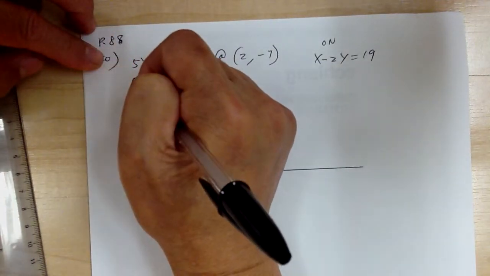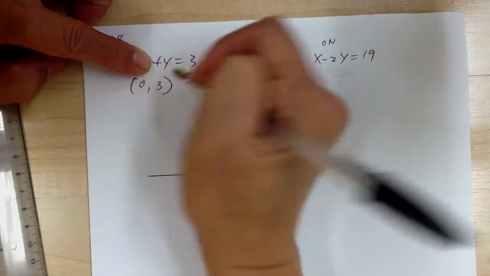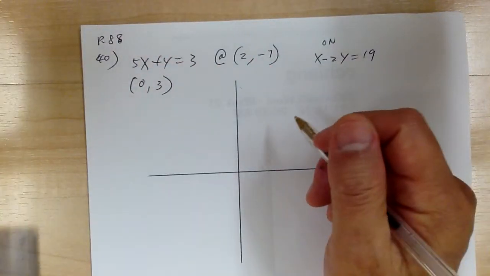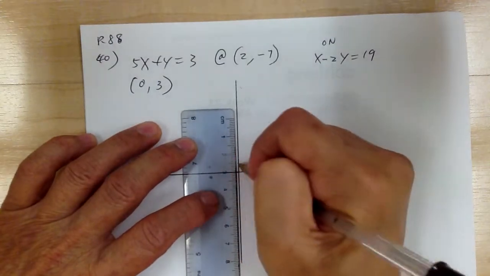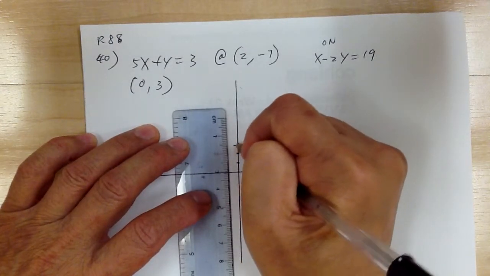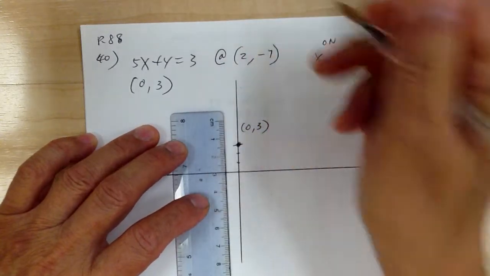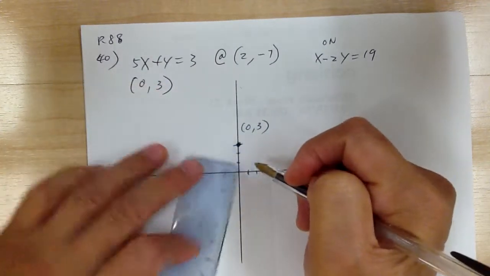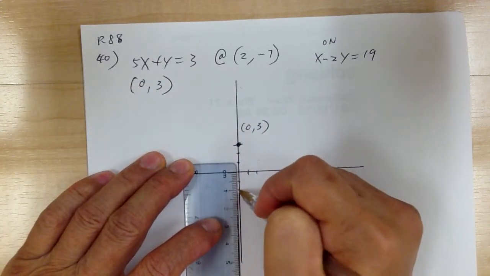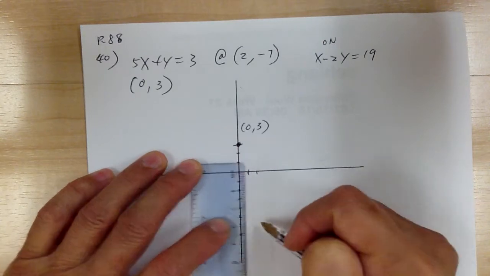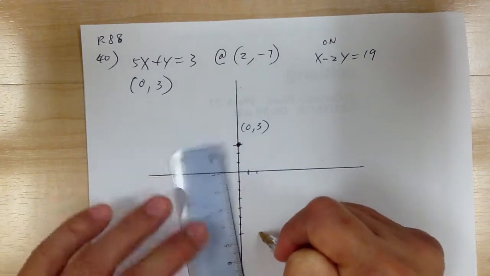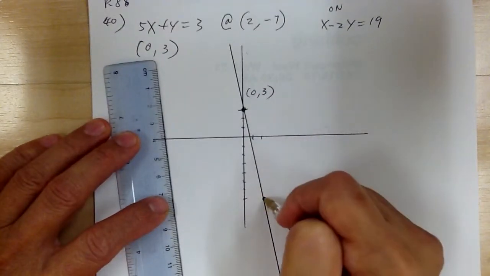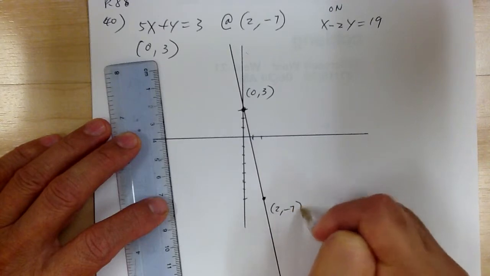If you let x = 0, then y = 3. Again, you already have a second point, so you don't have to set y = 0 and get a messy number. So (0, 3), and (2, -7). So that is your equation. Here's your (2, -7).